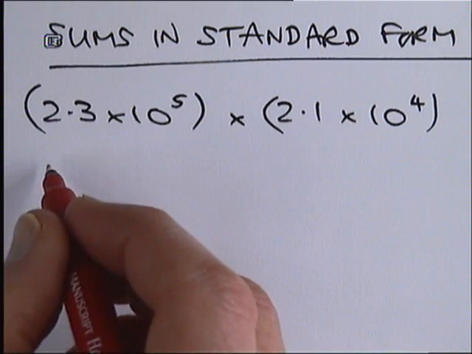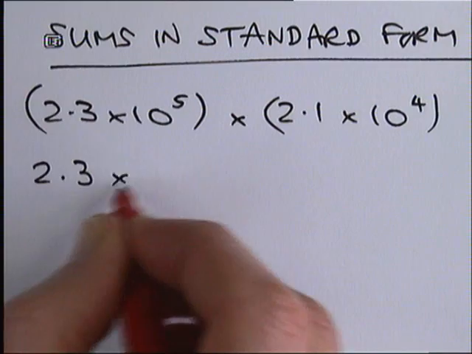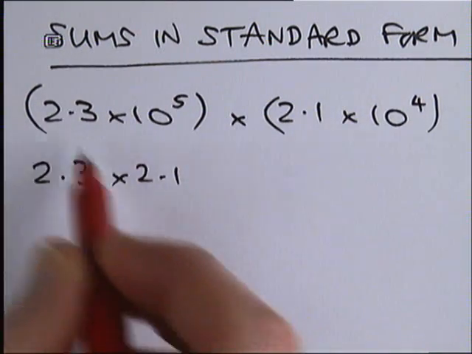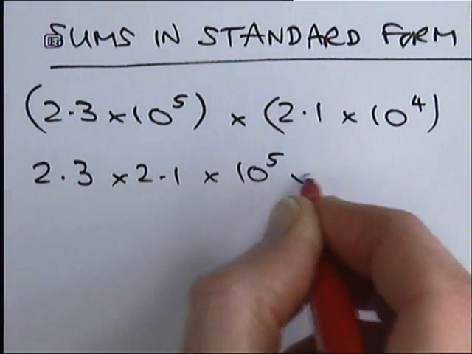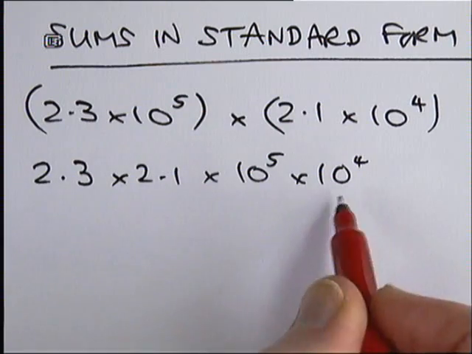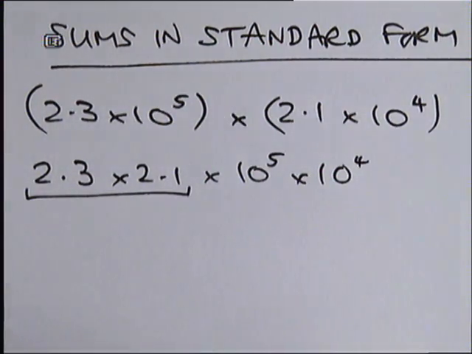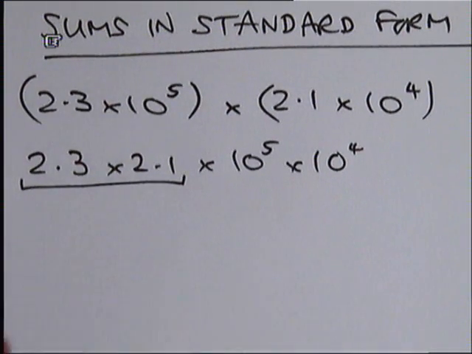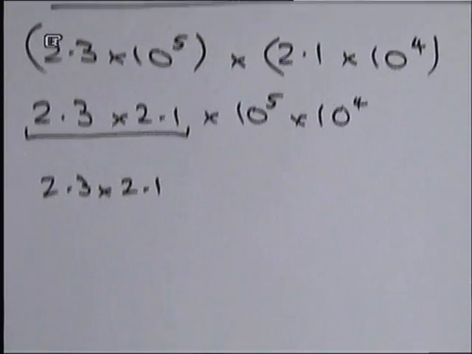First thing you can do, if you're timesing, you can write the numbers down in any order you want. So first of all I'm going to write down the normal numbers, and then I'm going to write down the 10 to the power numbers. So I've brought my normal numbers together and my 10 to the power numbers together. Now I need to do 2.3 times 2.1. And I'm going to do this first of all using the grid method.